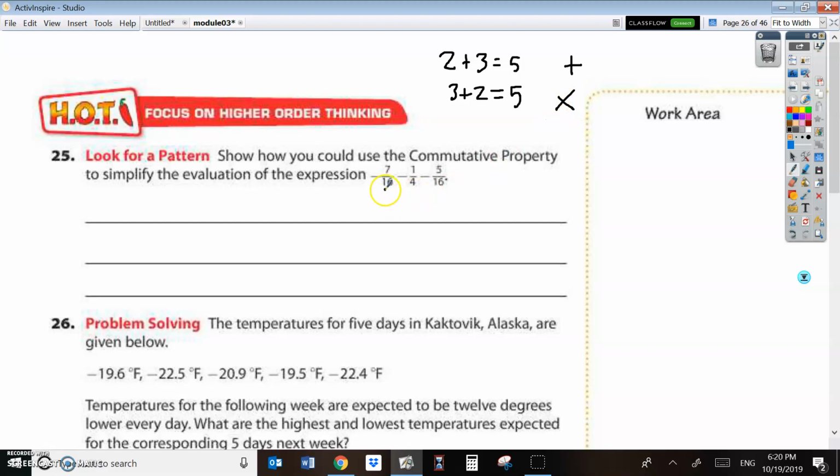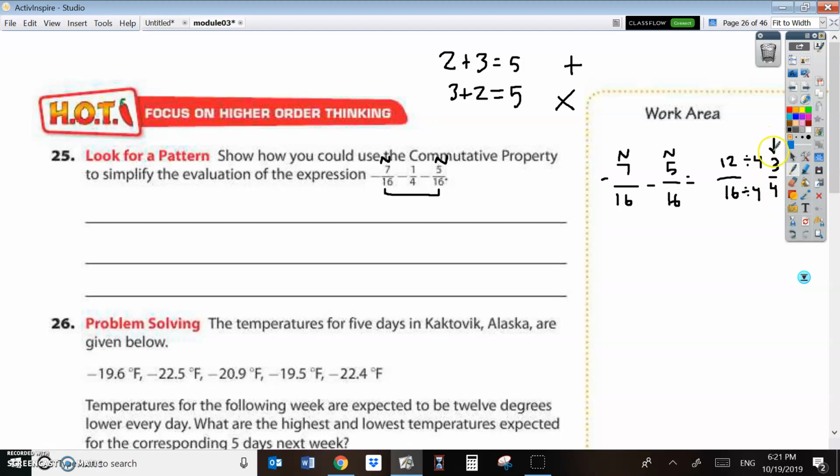So, I see that these two have the same denominators, so I'll put them together. Negative 7 over 16 minus 5 over 16. I see that this is negative here, this is negative here, this is still negative, this is still negative. So 7 plus 5 is 12, so it's 12 over 16. Now I know I can simplify 12 over 16 by dividing them both by 4. And that's going to give me 3/4.